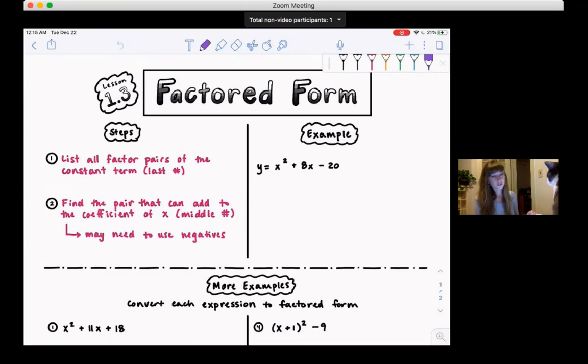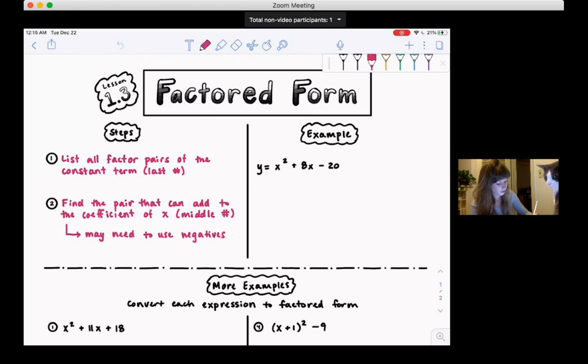This lesson is on converting to factored form now. So we just saw how to convert to general form, now we're going to convert to factored form. Basically, what we're doing when we're converting to factored form is we're trying to defoil. Our last lesson was on using FOIL to multiply things out. We want to now do that in reverse. We want to defoil it and go back to those sets of parentheses. Okay, so here are the steps.